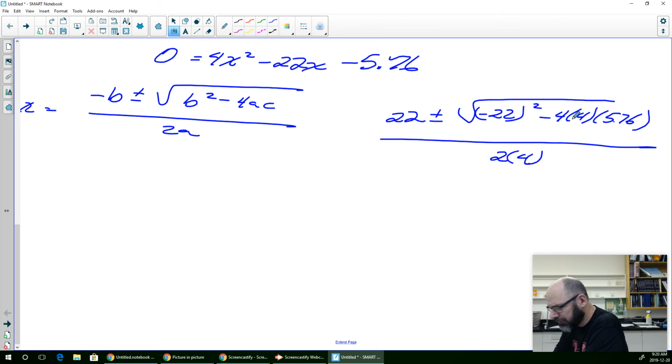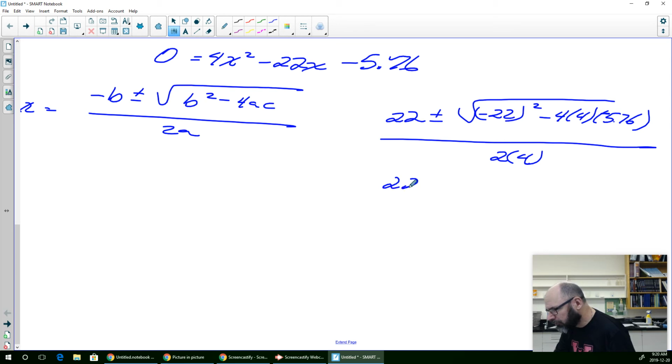Okay, so we're going to work this thing out here underneath the square root sign. So I'm going to go 4 times 4 times 5.76. Okay, so that's going to give us 322.56 under the root sign, or not under the root sign. For the second part here, that's positive. Pardon me, this should be negative right here, right? It's a negative number, so this makes this all positive.